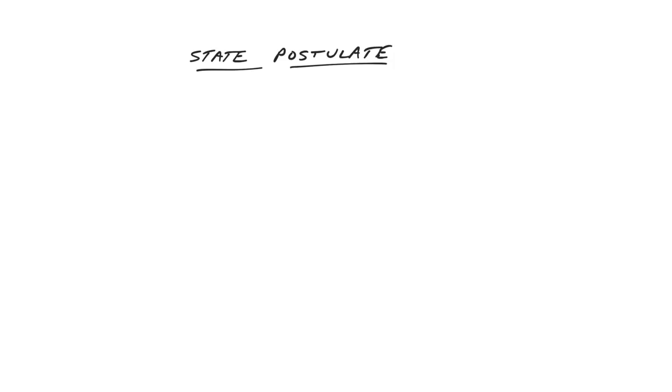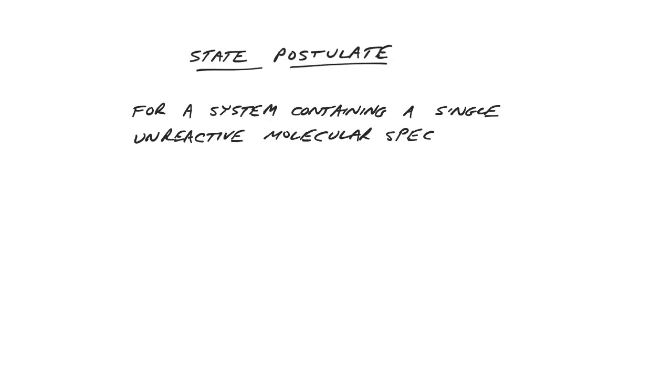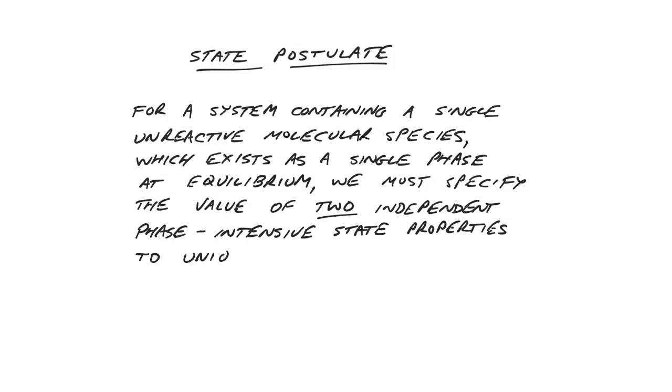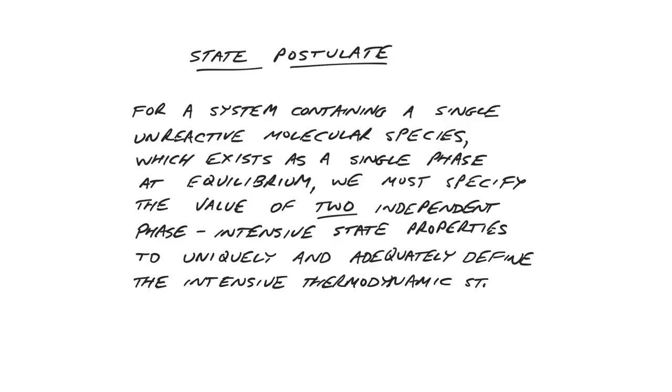These conclusions are codified in what the author of our book, Milo Koretsky, calls the State Postulate, paraphrased here as follows. For a system containing a single unreactive molecular species, which exists as a single phase at equilibrium, we must specify the value of two independent phase-intensive state properties to uniquely and adequately define the intensive thermodynamic state of the system. This postulate has two important implications.